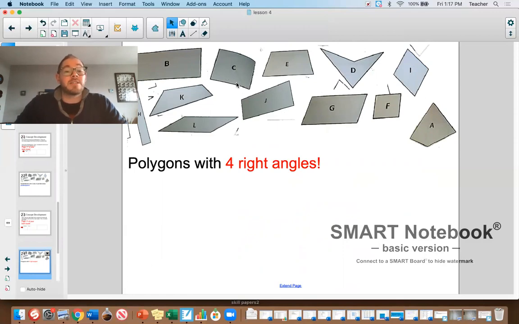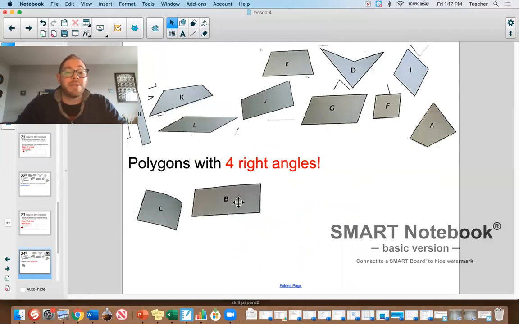C definitely has four right angles. B definitely has four right angles. Each one looks like the corner of a square. E, those don't look like the square corners to me. F definitely has four right angles. All of those look like the corners of a square.